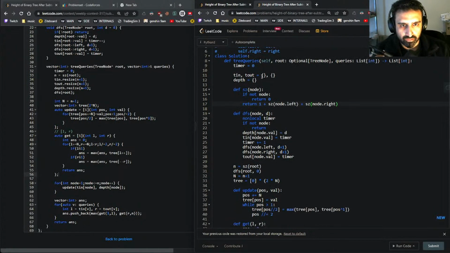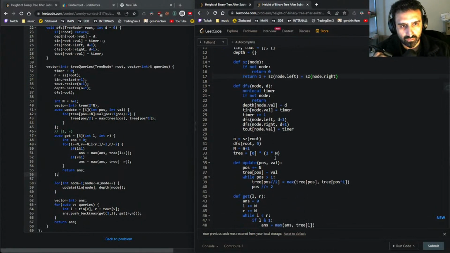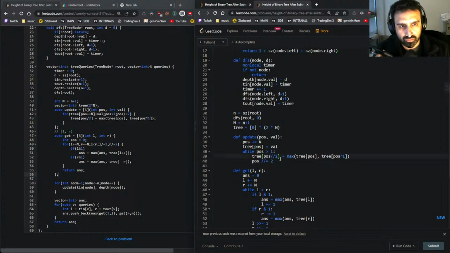Okay, so you have a timer, TNT out. Okay, you have tree.